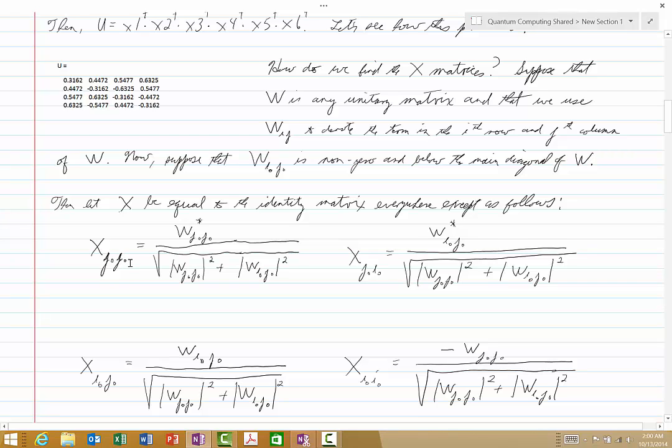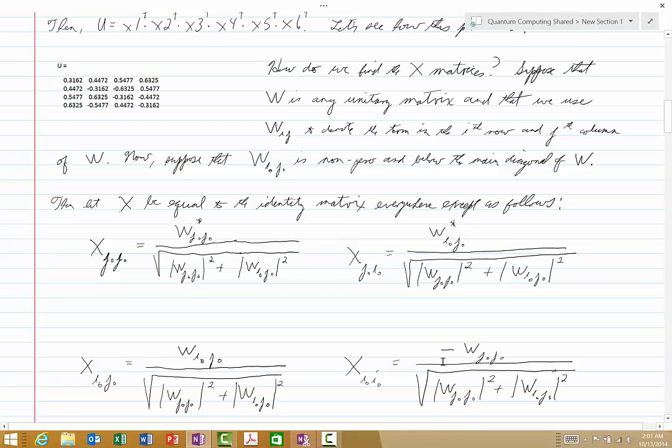X of J0 J0 will be the complex conjugate of W J0 J0 over the square root of the magnitude squared of W J0 J0 plus the magnitude squared of W I0 J0. X J0 I0 will be the complex conjugate of W I0 J0 over the square root of the magnitude squared of W J0 J0 plus the magnitude squared of W I0 J0, and so on. You can read all of these formulas.